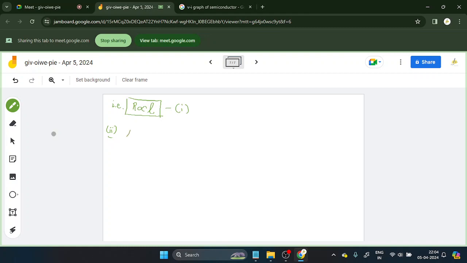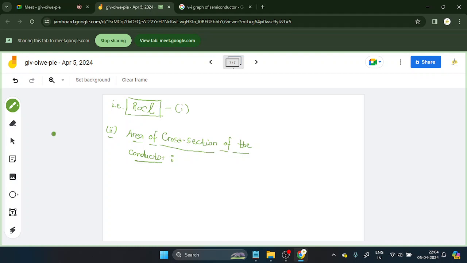Upon the area of cross section of the conductor. Clear?